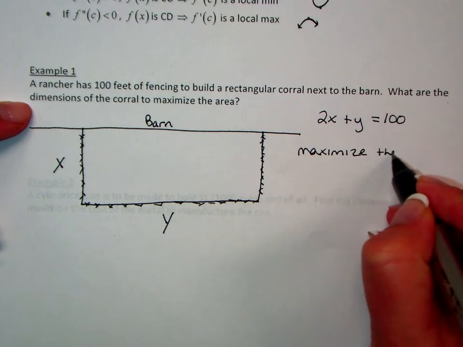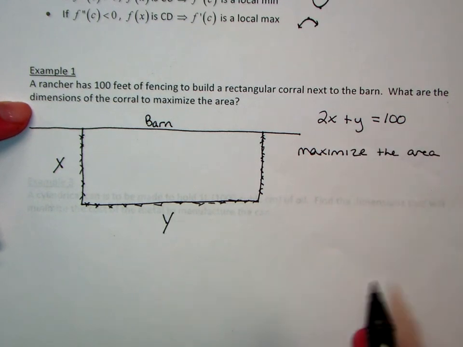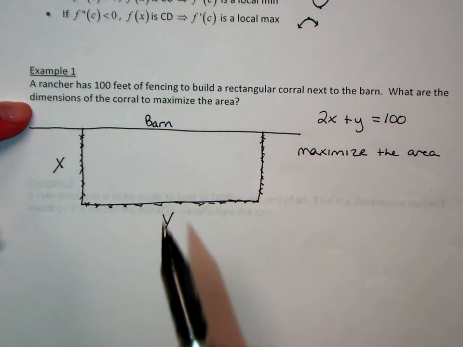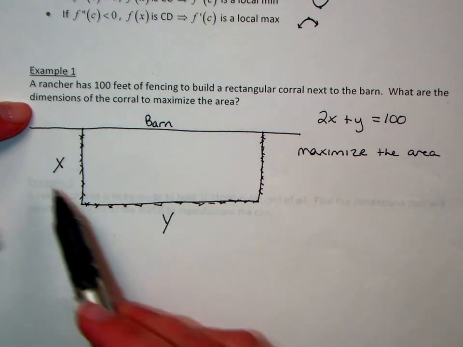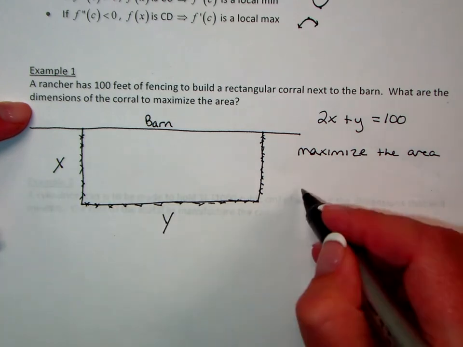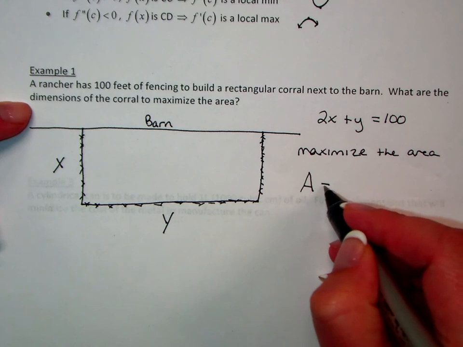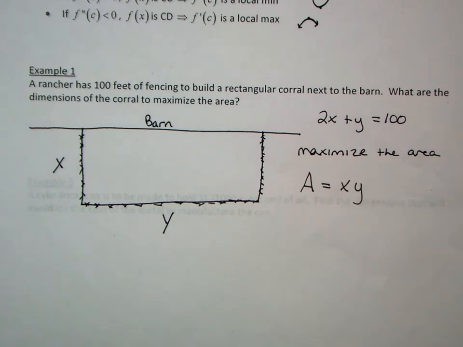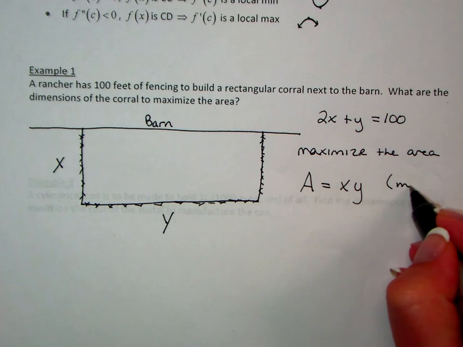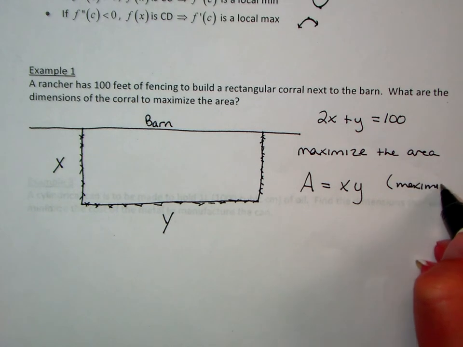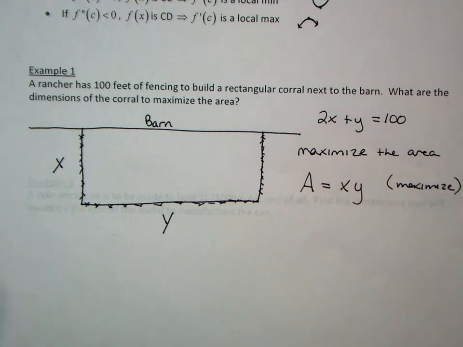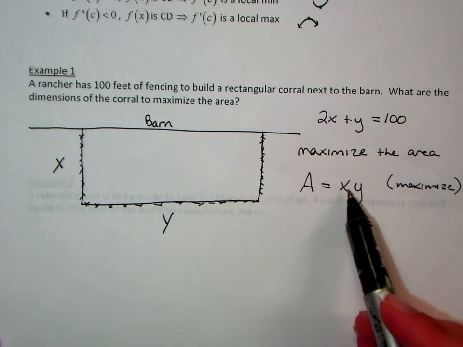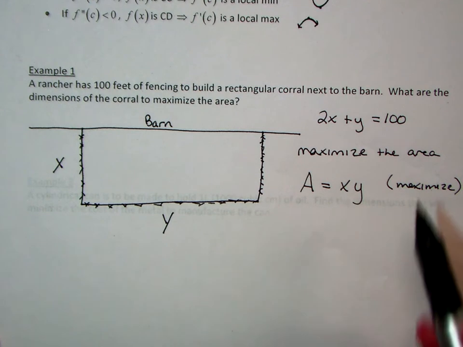So we want to maximize the area. So we need a governing function for the area of this corral. Okay, so this is just a rectangle. Length times width is where it's at. So we get the area is equal to x times y, right? This is what we want to maximize, okay? Now, before we maximize this, we need to get this in terms of one variable only, okay? Right now, we have x and y, two variables, okay? The A doesn't count.